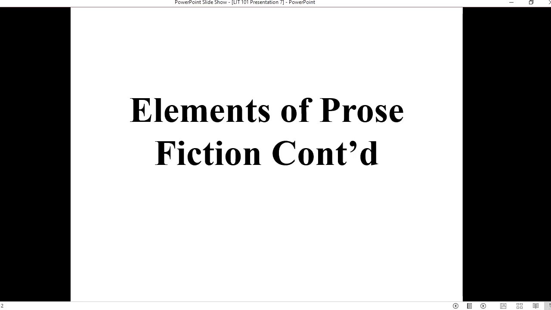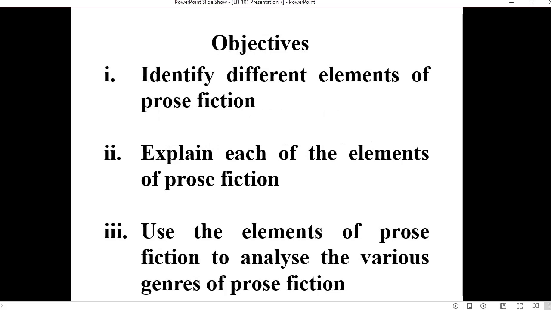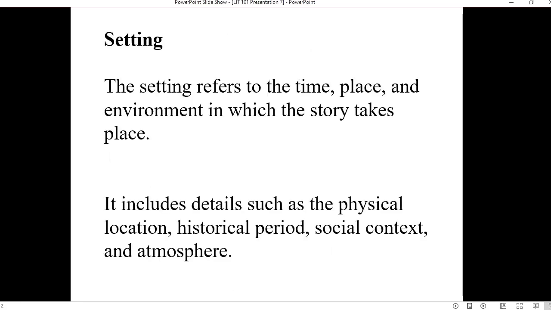So we are going to identify these elements of prose fiction and explain each of them for the purpose of empowering you with the knowledge that will help you use these prose fiction elements to analyze any prose work that you are able to lay your hands on. So the element of prose fiction we are going to look at first in this series is setting.